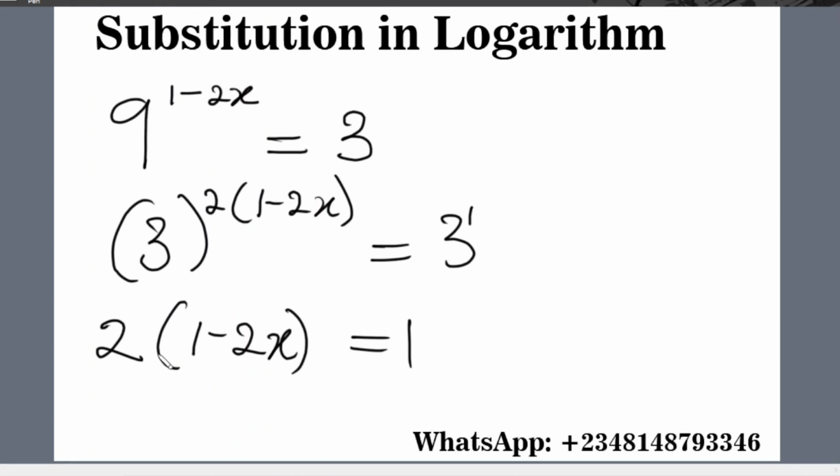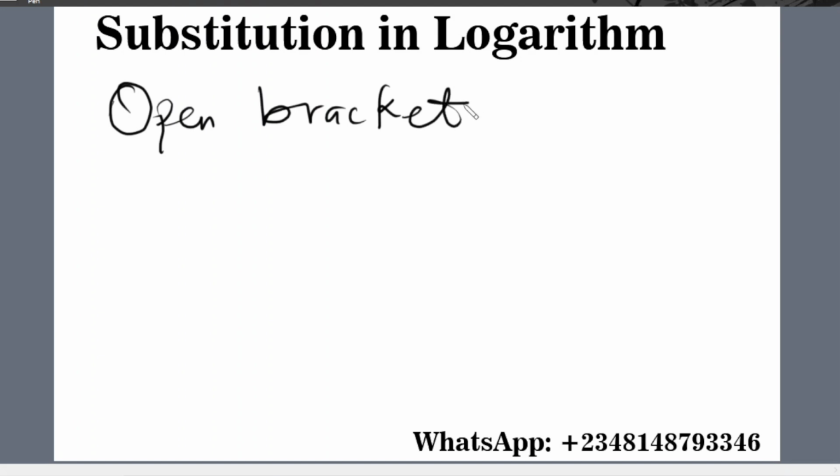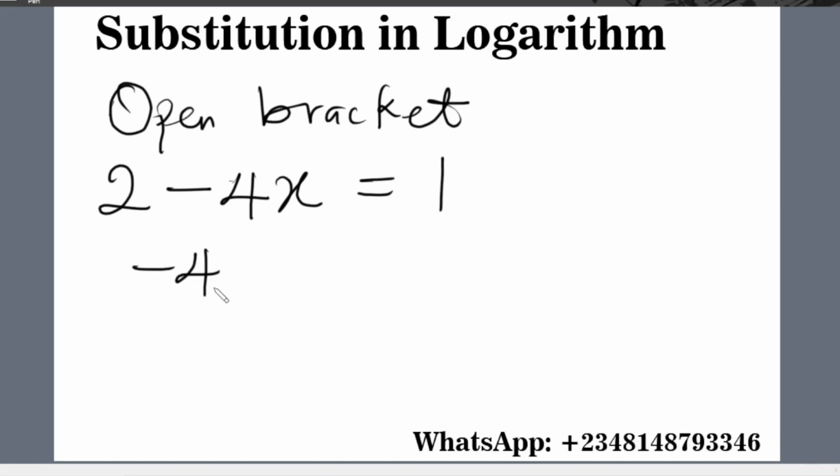Now the next task is to open the bracket. If you open up the bracket, we would have 2 minus 4x equals 1. Why? Because 2 multiplied by 1 is 2, and 2 multiplied by negative 2x is negative 4x. Now let's move 2 to the right hand side. It becomes negative 4x equals negative 2.